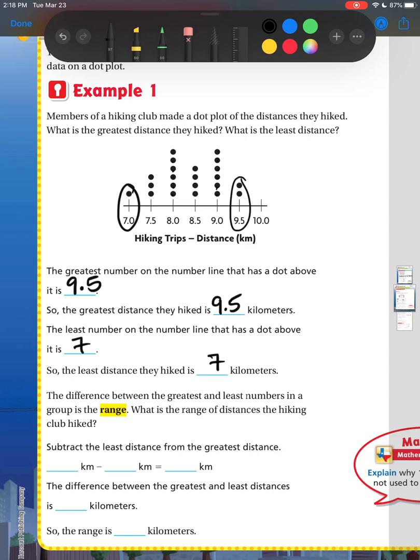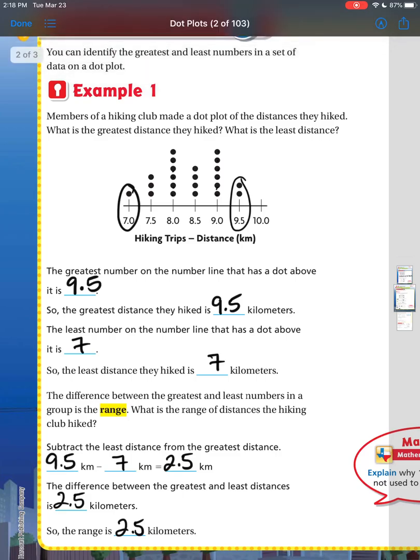The difference between the greatest and least numbers in a group is the range. So we can subtract them to find the range. I would subtract my greatest, which is 9.5, minus my least, which is 7. Well, 9.5 minus 7 is going to be 2.5. So since the difference is 2.5 kilometers, the range is going to be 2.5 kilometers. That's one thing you can answer when we're dealing with dot plots: questions about range.